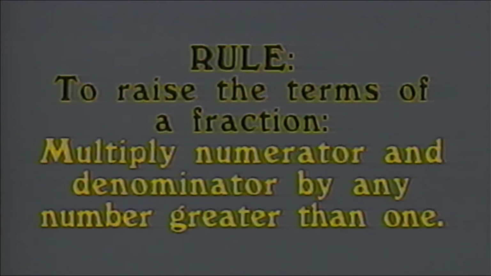We now turn to the topic of raising fractions to higher terms. This is really, in a sense, the reverse of reducing a fraction to lower terms. In reducing a fraction, we made the numerator and denominator smaller by dividing both by a common factor. Now, we multiply the numerator and denominator by any number greater than 1. This will make the fraction an equivalent fraction in higher terms.